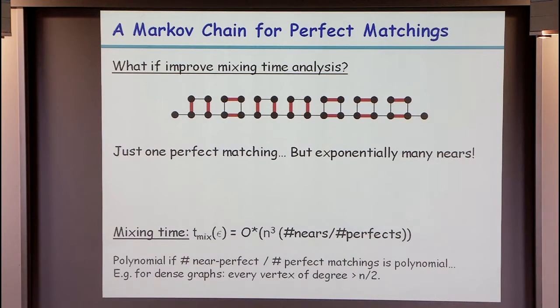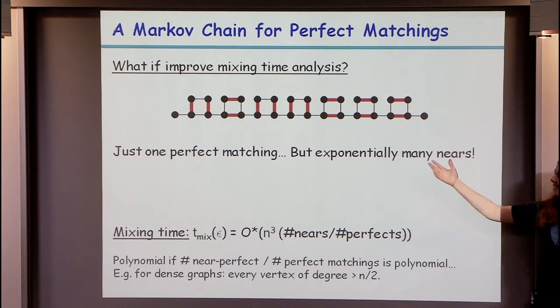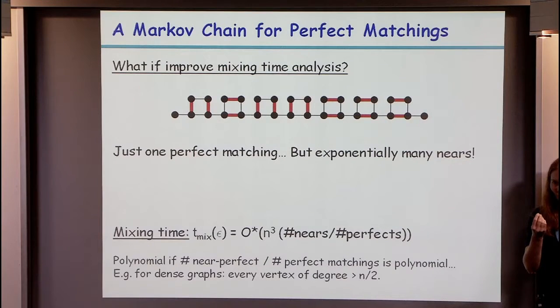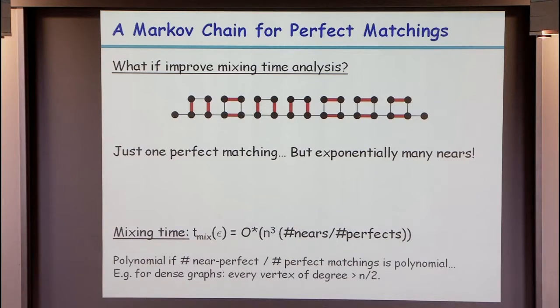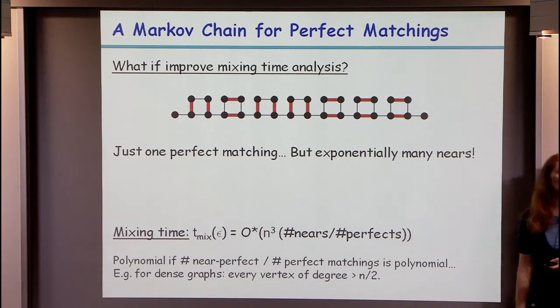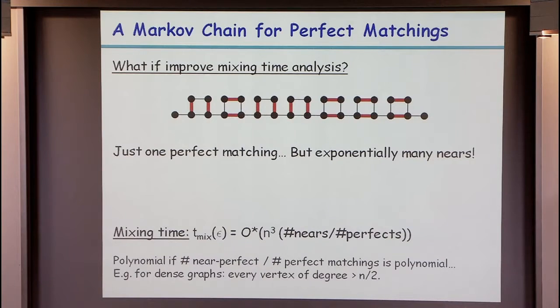So even if I were able to improve the analysis on the mixing time, if my goal is to be able to sample perfect matchings, this wouldn't have helped. Because it's like I have one thing that I'm trying to find randomly in exponentially many other things. It's kind of like looking for a needle in a haystack. I just wouldn't be able to do it. The good news is that there are some graphs for which the ratio of the number of near matchings and perfect matchings is bounded by a polynomial function. And, for example, the dense graphs would be such a class of graphs.